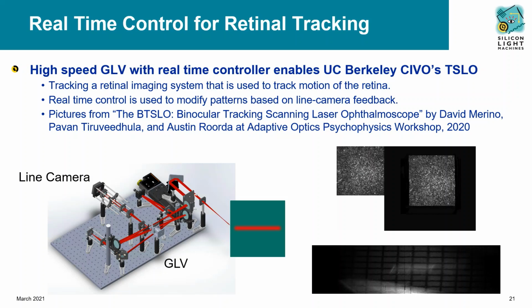Researchers at UC Berkeley Center for Innovation in Vision and Optics have also taken advantage of the high speed and compact size of the GOV in their binocular tracking scanning laser ophthalmoscope. The GOV creates a line beam that is scanned across a retina, and the response is captured by a high-speed line camera. This application uses the new real-time controller to modify patterns based on the camera output, allowing real-time retinal tracking. This new tool will be used to investigate eye response questions that are especially relevant to the AR/VR industry.